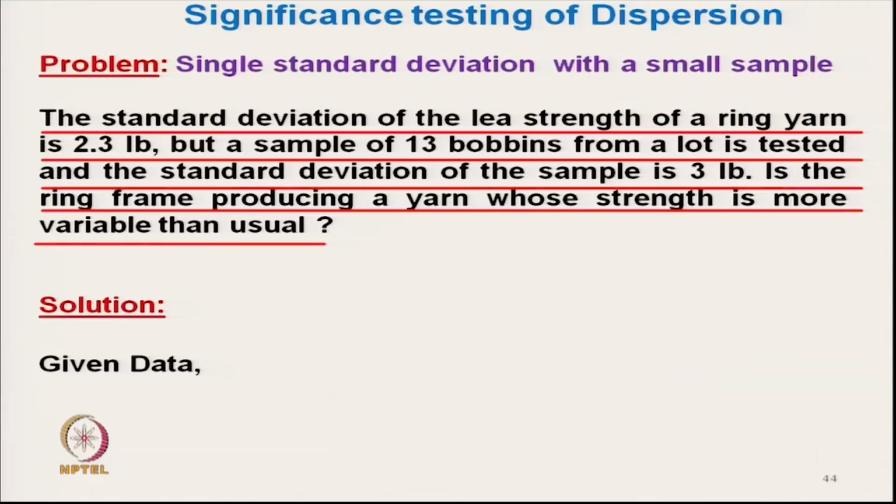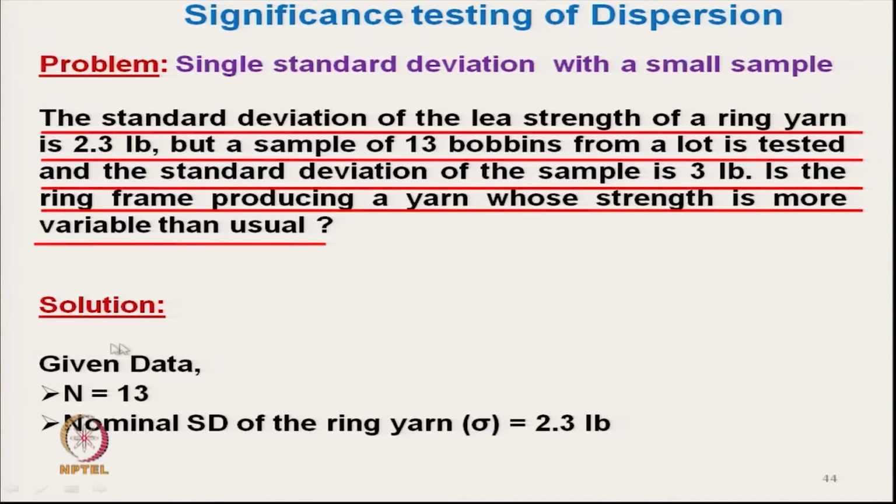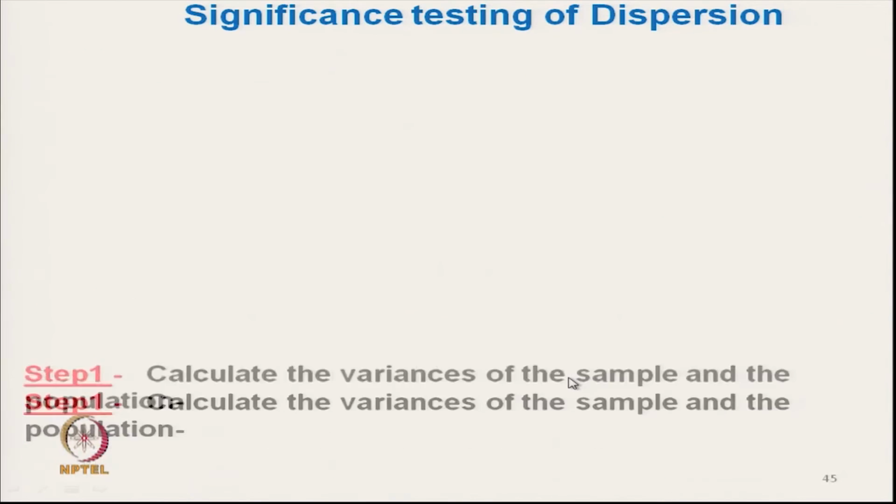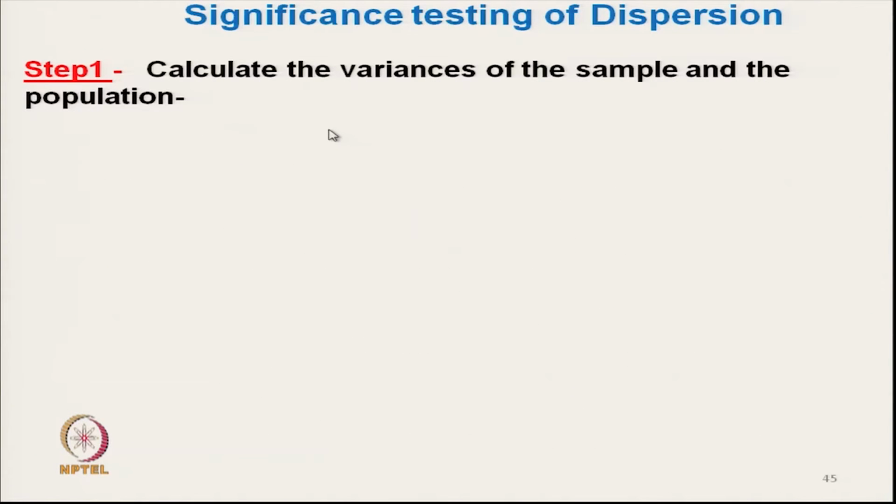So, the data given here: n is 13, the nominal standard deviation of the ring yarn is 2.3, which is the targeted standard deviation, and the standard deviation of the sample is 3. Now, for the F test we have to calculate the variance. F, as we have seen, is nothing but the variance ratio. So, we calculate the variance.